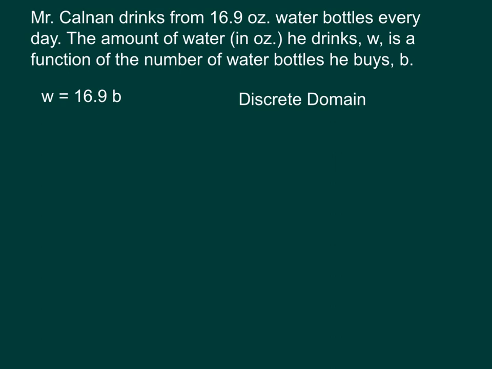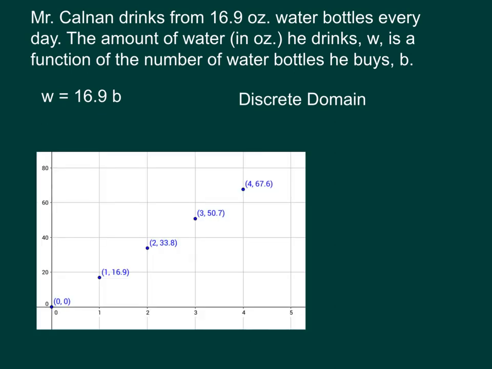I'm going to have just a series of dots, and if I fill in a table or use a graphing calculator, I could actually get my graph. And so you can see what I have here. Although they're not connected because it's discrete, they do form a line. And this point represents if I buy 3 water bottles, I'll be drinking 50.7 ounces of water. And so the domain, it appears to be integers greater than or equal to 0. I'm sure there's some upper limit. I'm not going to buy 10 million water bottles in a day, for example, but the graph would continue in this direction, and that's an example of a discrete domain.